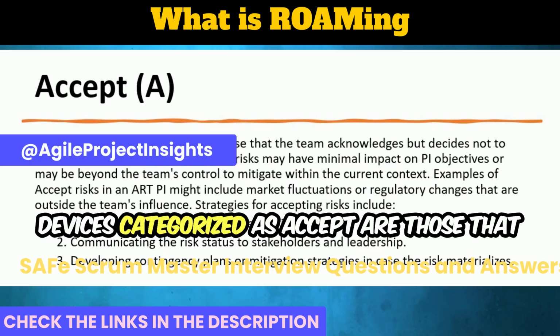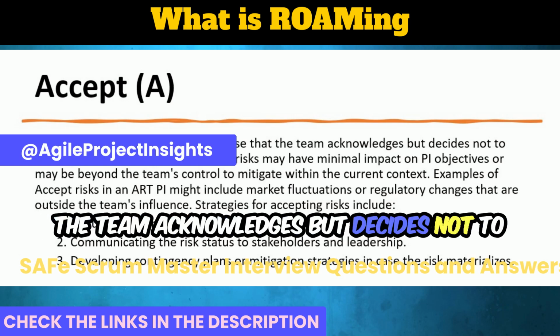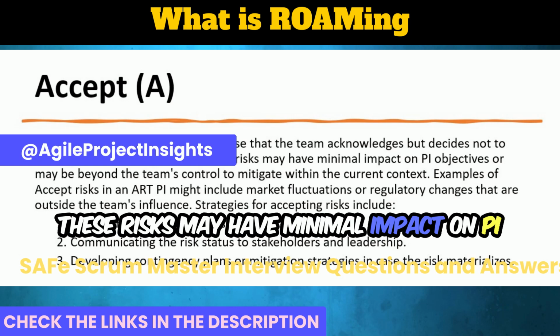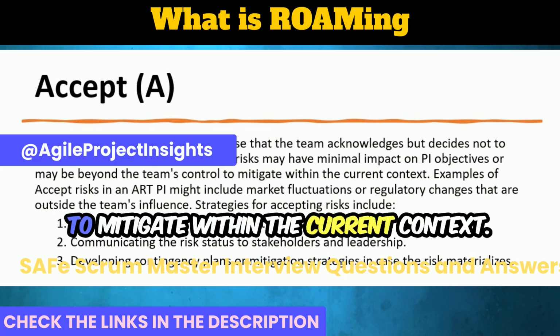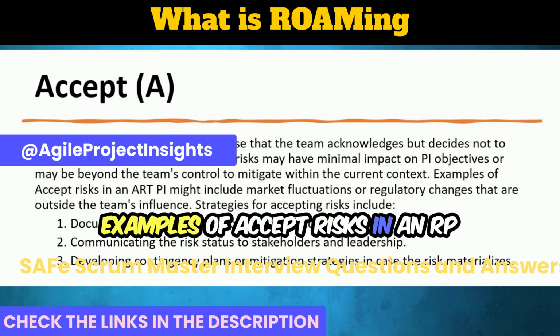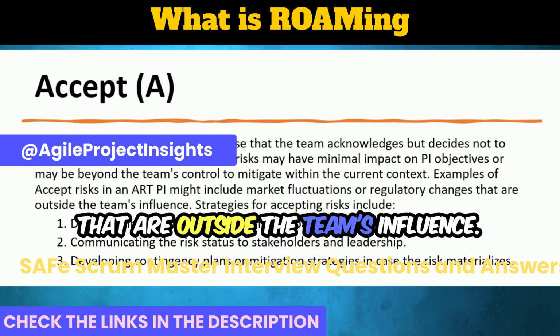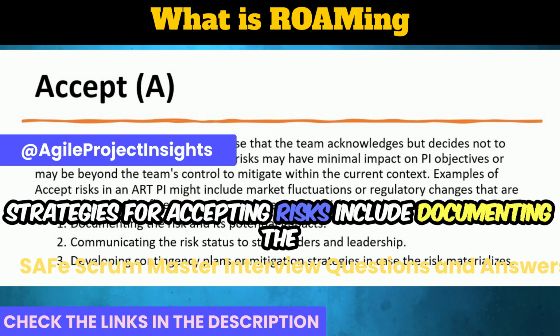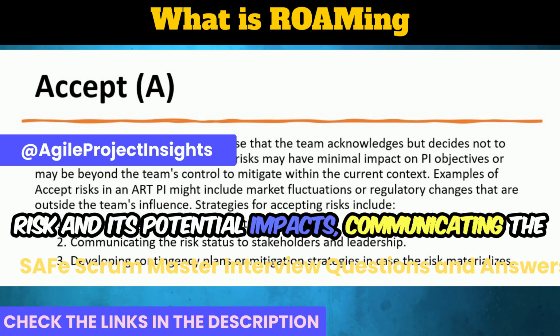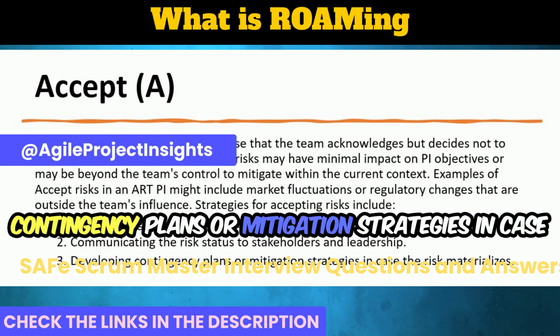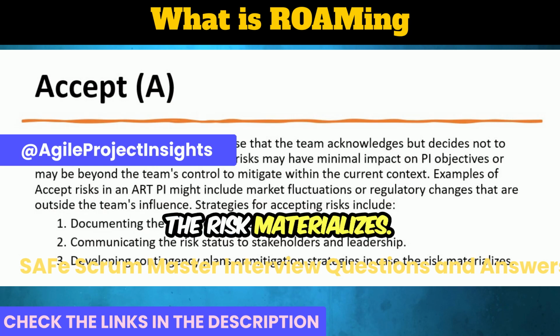Accept: risks categorized as accept are those that the team acknowledges but decides not to actively address during the PI. These risks may have minimal impact on PI objectives or may be beyond the team's control to mitigate within the current context. Examples of accept risks in a PI might include market fluctuations or regulatory changes that are outside the team's influence. Strategies for accepting risks include documenting the risk and its potential impacts, communicating the risk factors to stakeholders and leadership, and developing contingency plans or mitigation strategies in case the risk materializes.